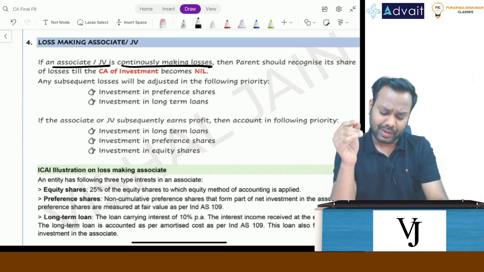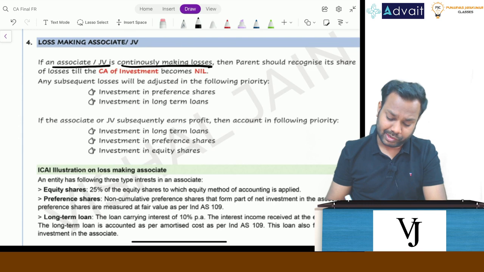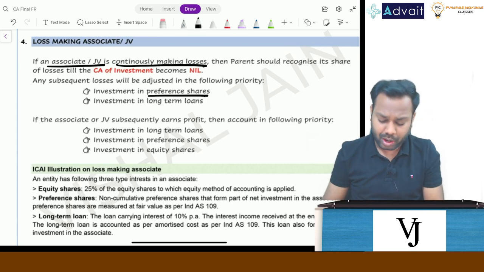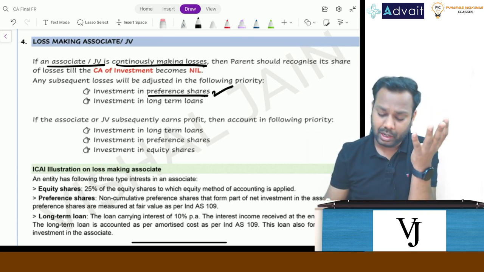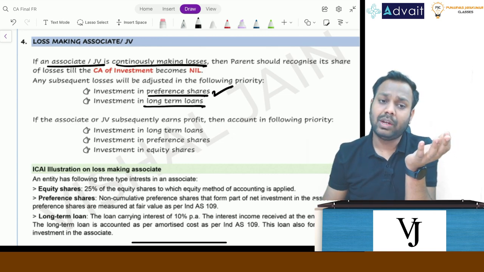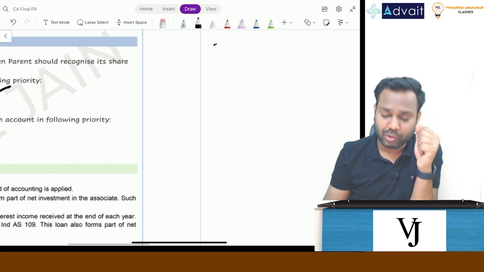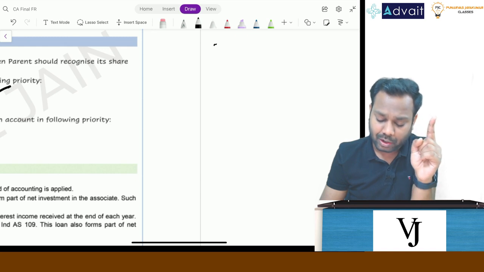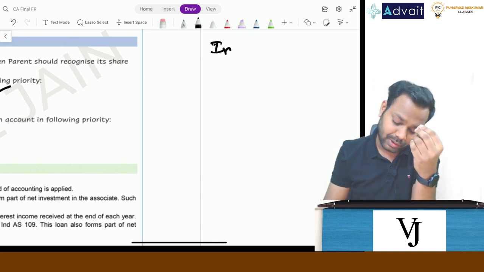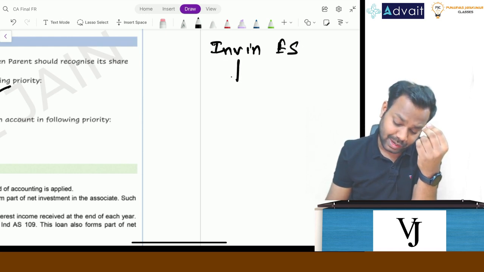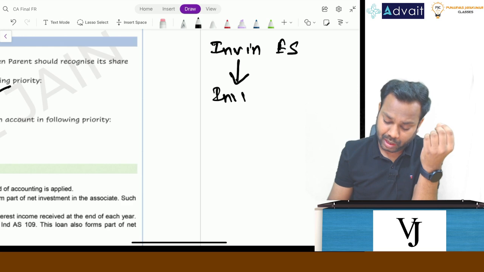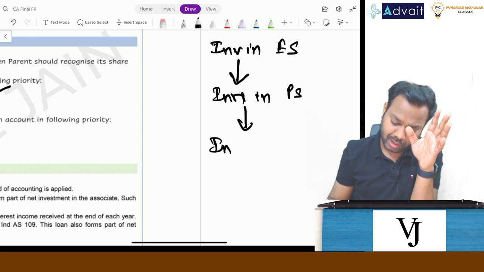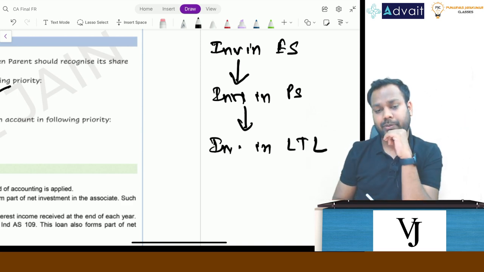The standard says that in that case, any subsequent losses will be adjusted against any investment in preference shares of the associate. And if this also gets exhausted, then I will adjust against any long-term loans to the associate. So basically, if an associate or joint venture makes losses continuously, first I will write off my share of loss from investment in equity shares, then from investment in preference shares of that associate, then from long-term loans.